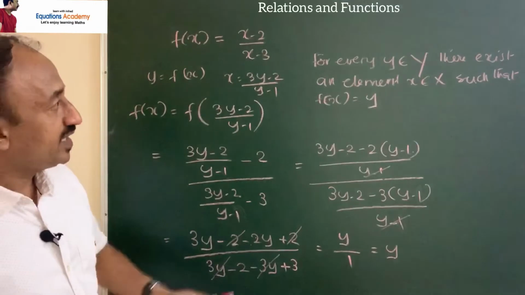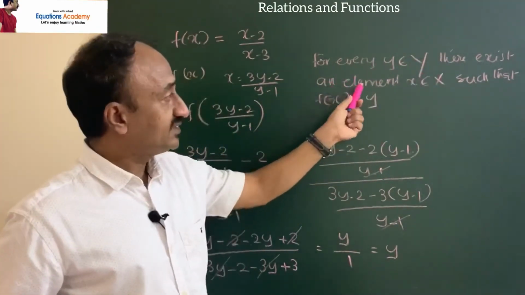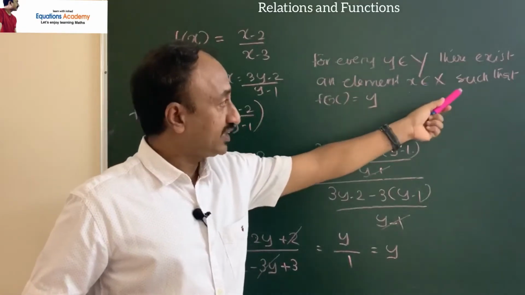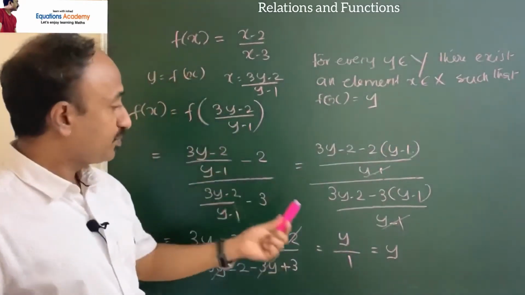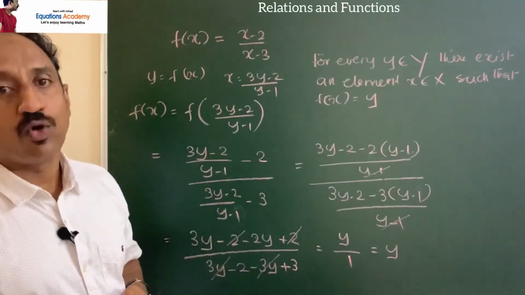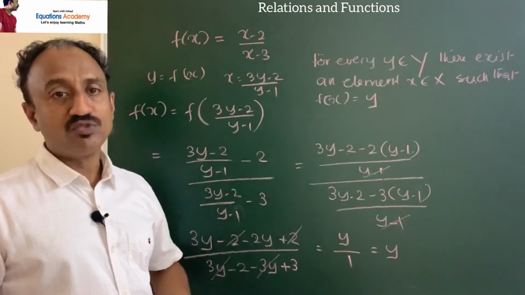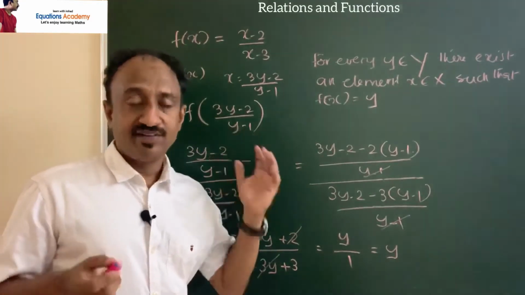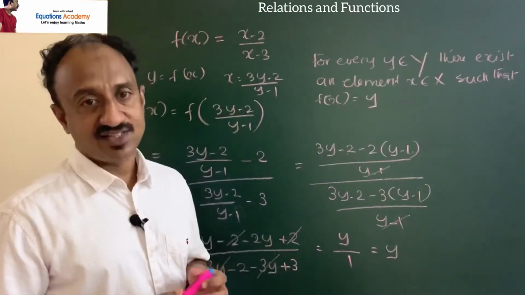So we proved that for every element y belongs to Y, there exists an element x belongs to X such that f of x equal to y. We proved it. So this is an onto function. So we proved this problem. We proved that the given function is 1-1 and onto. That is a bijective function.